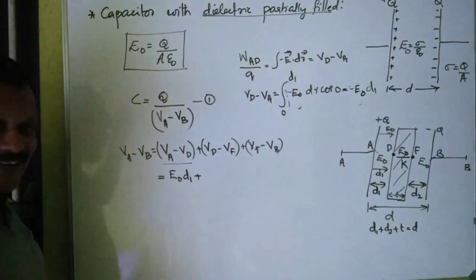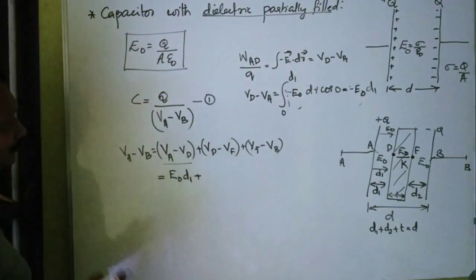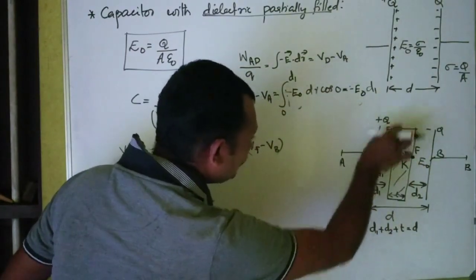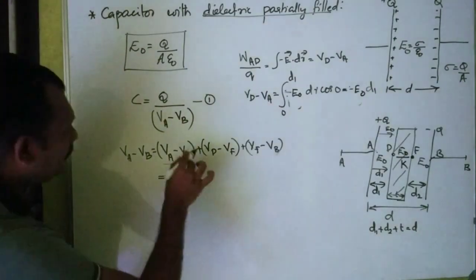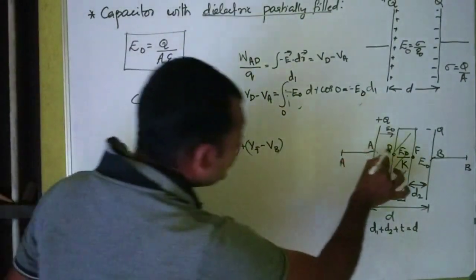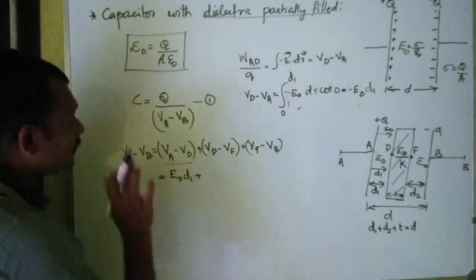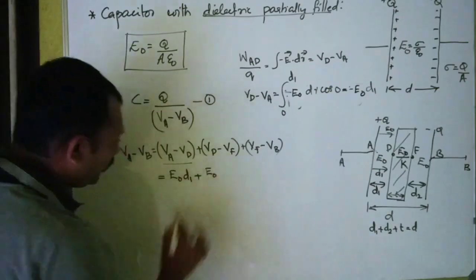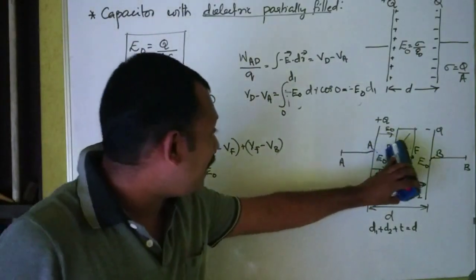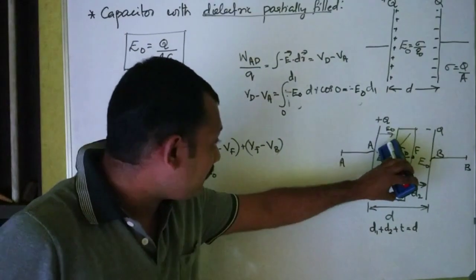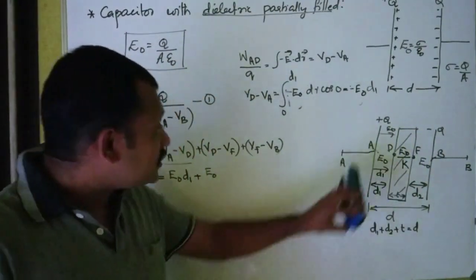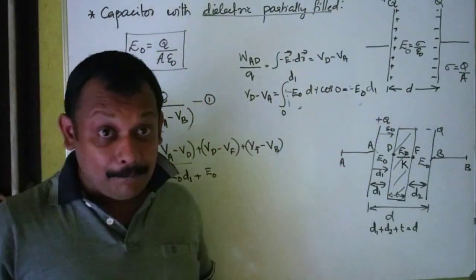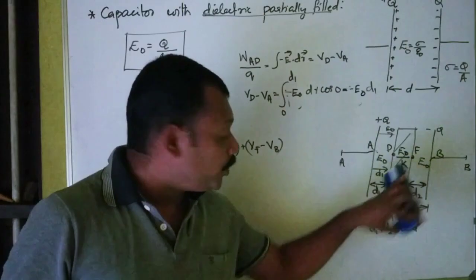Now see, hereafter it's a very simple job. VA minus VD. A is here, D is here, the region between A and D is having an electric field E0. Now tell me what will be VD minus VF. This is D, this is F. What is the electric field in the region between them? E0. Now it's very simple, as I told you. VA minus VD is equal to the electric field in that region into the separation between the points A and D. Electric field in that region multiplied by the separation between the 2 points, right?